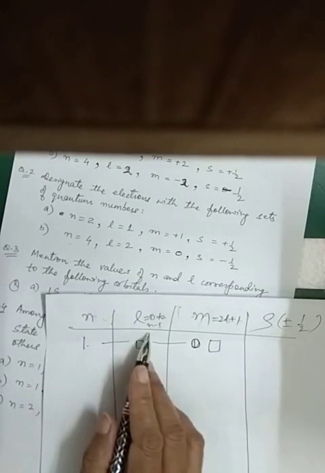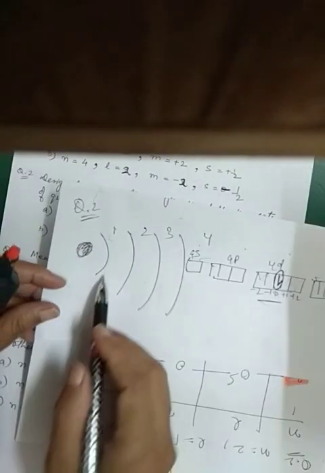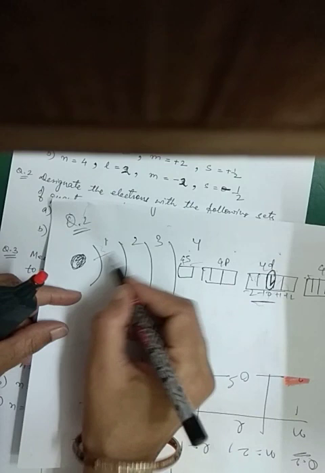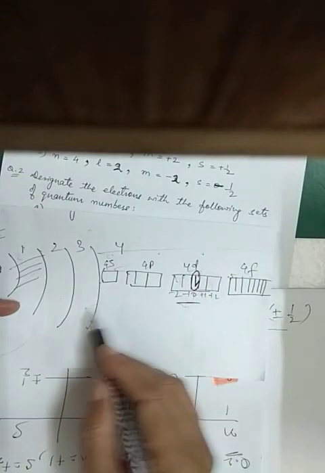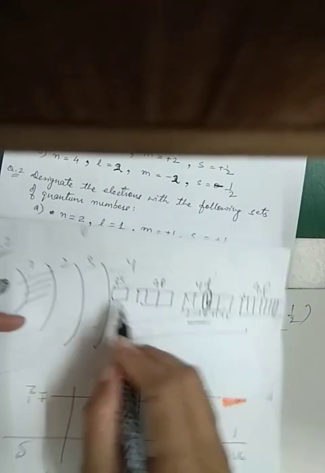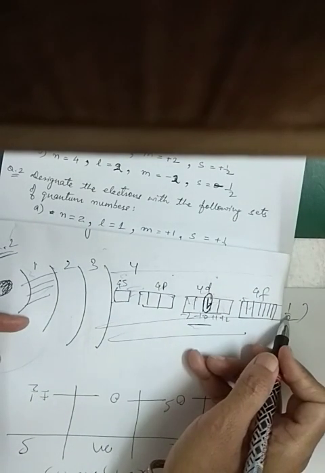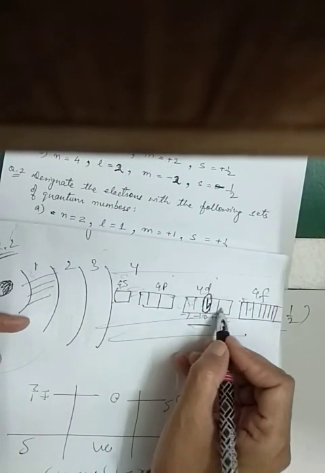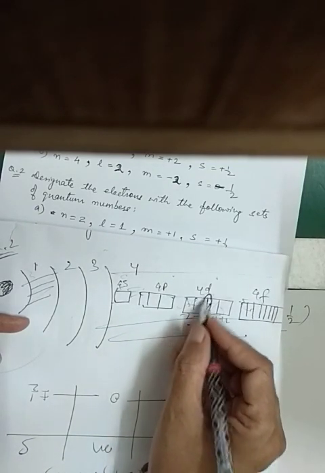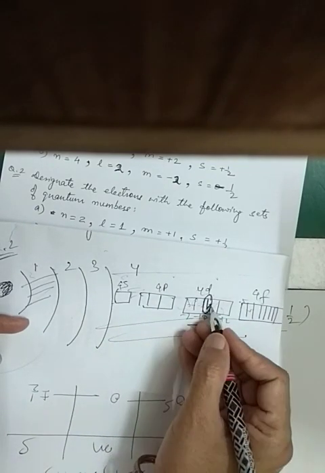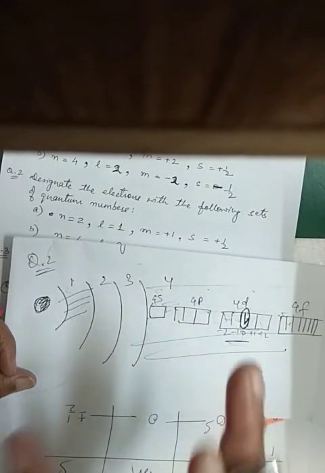L signifies the shell, the big shell. N equal to 4 shows the big shell. L shows which subshell. M shows in this subshell which orientation. And S shows in this orbital which spin. That is how all the 4 quantum numbers give a complete address.